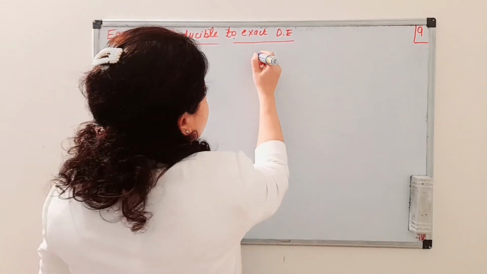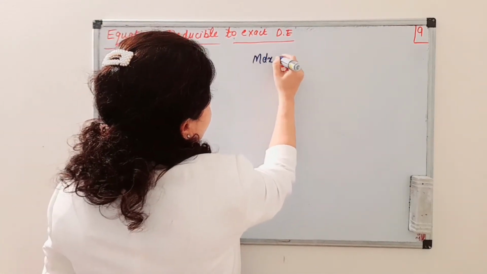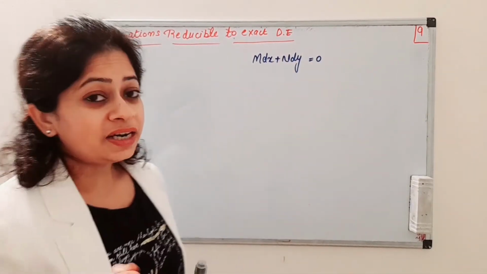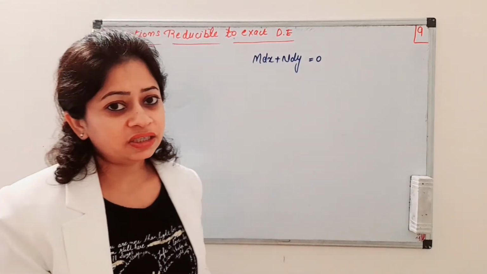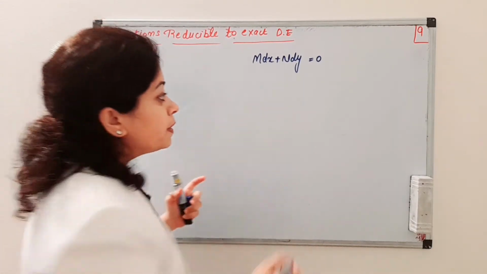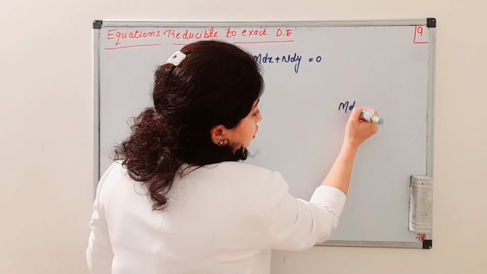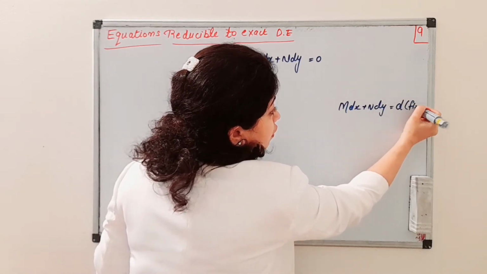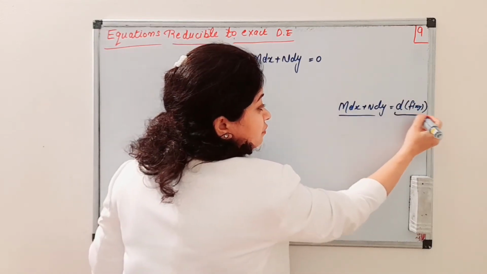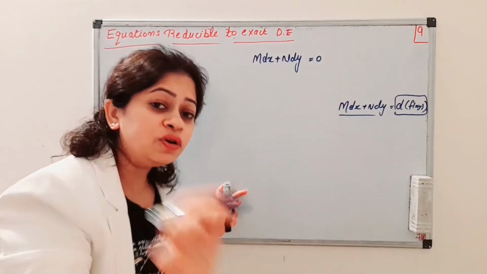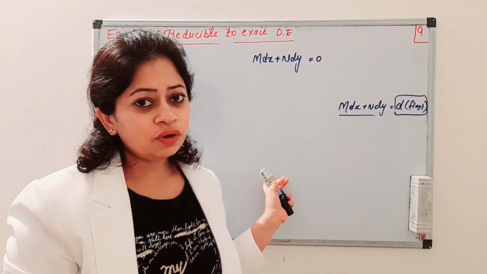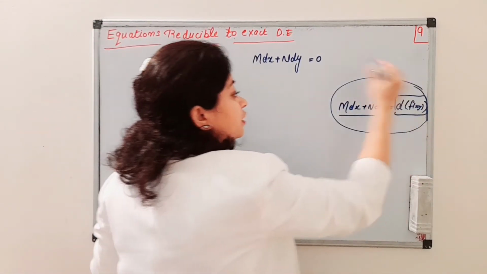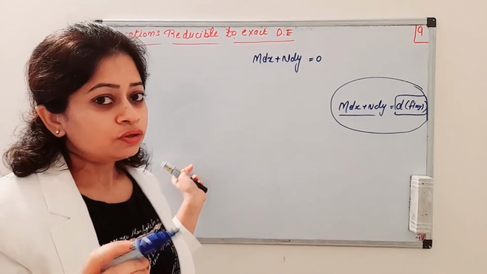Suppose we have a differential equation M dx plus N dy equal to 0, and we studied the necessary and sufficient conditions. An exact differential equation was one where M dx plus N dy is the exact differential of a function. We will not check that every time, so how will we check?